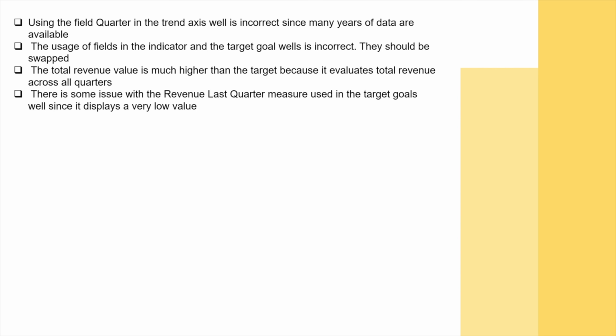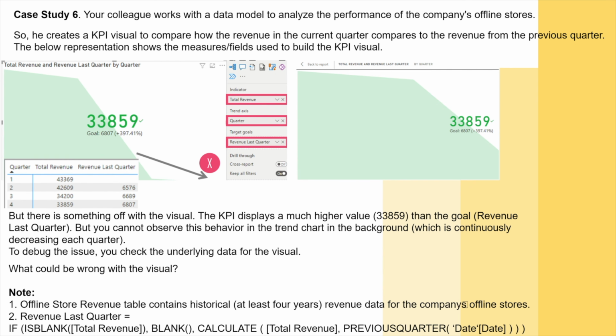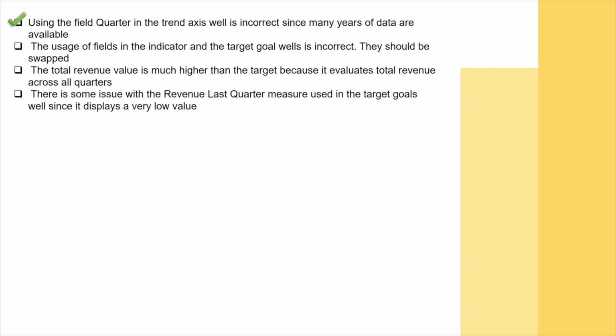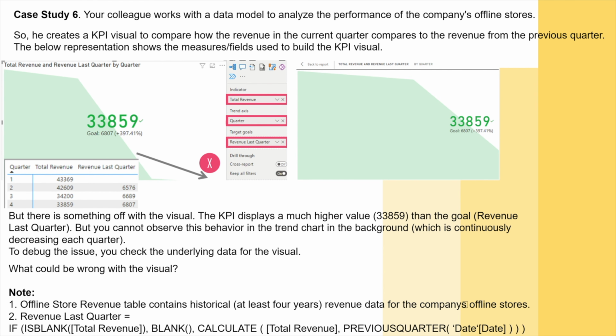So I'll move to the previous screen and show you the graphics again and the question as well. So can you guess the right answer for this? The right answer is option number 1. Using the field quarter in the trend axis is incorrect since many years of data is available, right? So quarter in the trend axis should not be here.